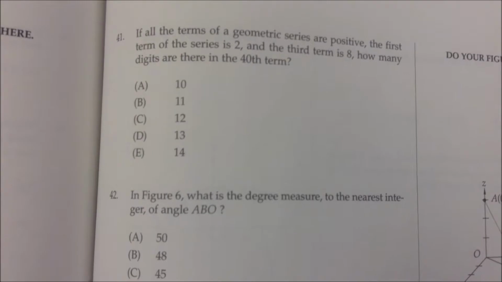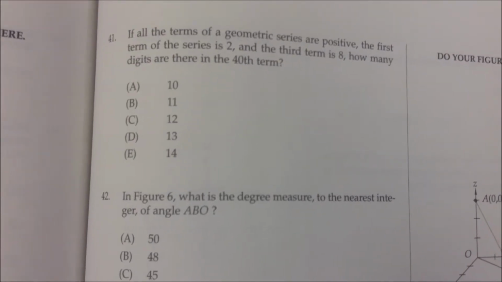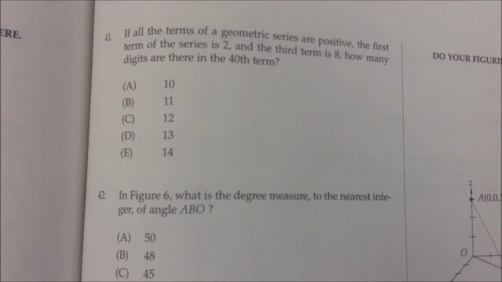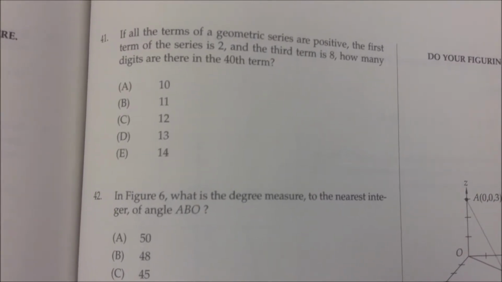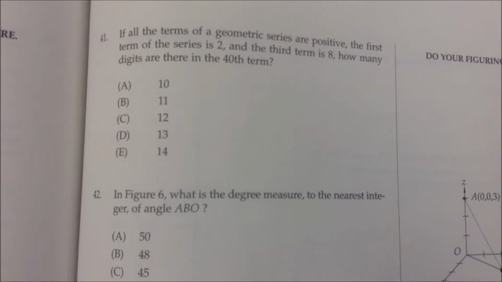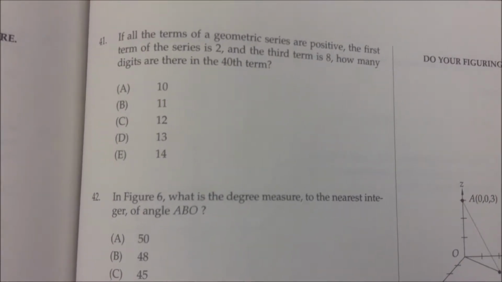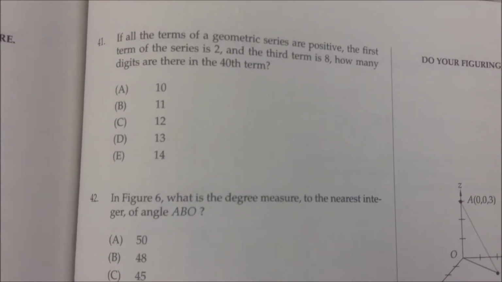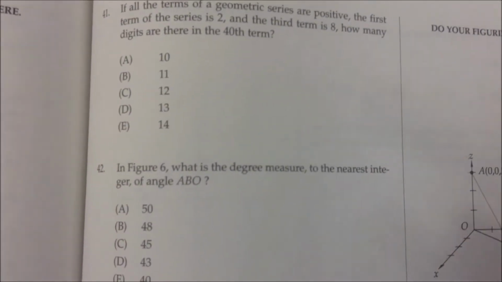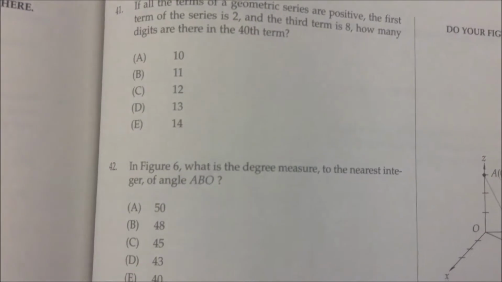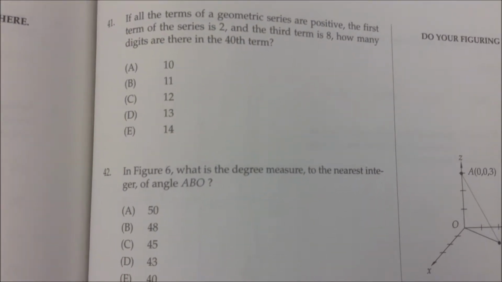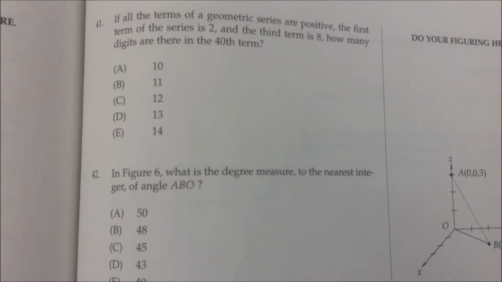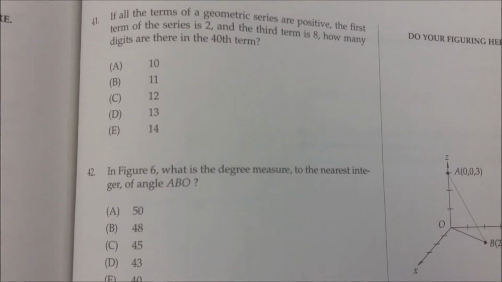Task number 41, it's also mostly calculator work. You are given a geometric series, all positive, and you have the first term and the third term. The third term is 8, so you can find that this is 2 to the cube. And the question is how many digits are in the fourth term.